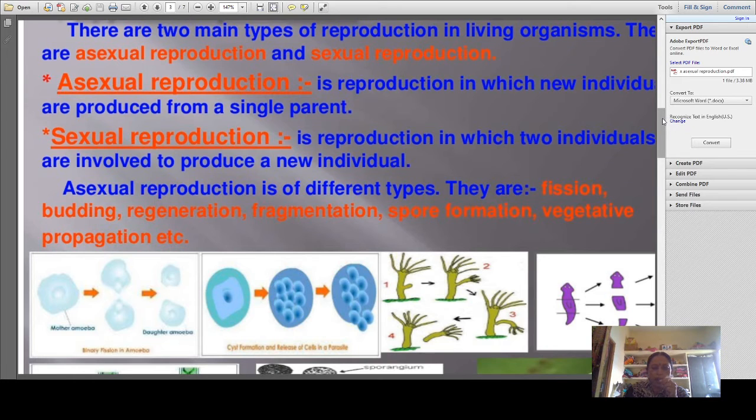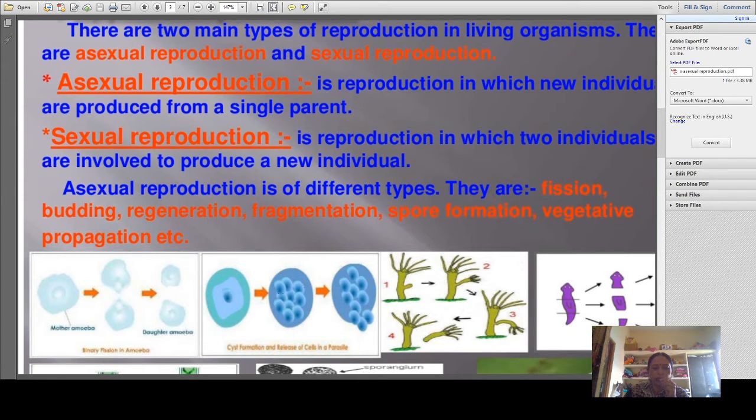Today we will learn about fission, budding, regeneration and fragmentation. We will deal with the others the next day. Here you can see how fission takes place. This is the picture of the amoeba. First you see that the nucleus starts dividing. When the nucleus starts dividing, it is termed karyokinesis. Then the cytoplasm starts dividing. That is known as cytokinesis, and two new individuals are formed.